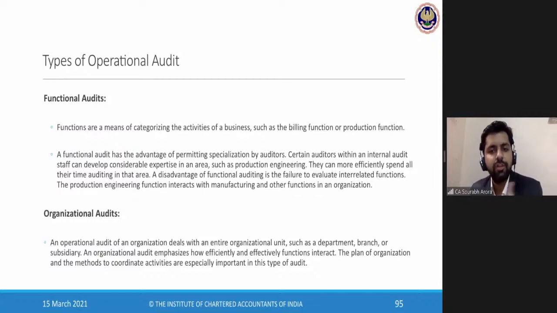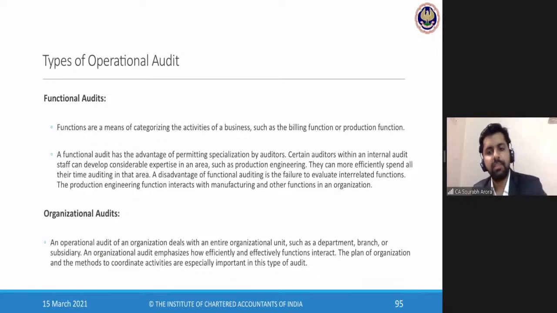A disadvantage of functional auditing is the failure to evaluate interrelated functions. The production engineer function interacts with the manufacturing and other functions in an organization. So, as it is written, if someone develops a specialization in a certain function in a general audit department, then that personnel can be used for that functional audit. But the only disadvantage would be that he would not be well versed with the interconnectedness with the other departments and the ripple effect that it will have on the other departments as well. So this is the functional audit, that is the departmental audit.